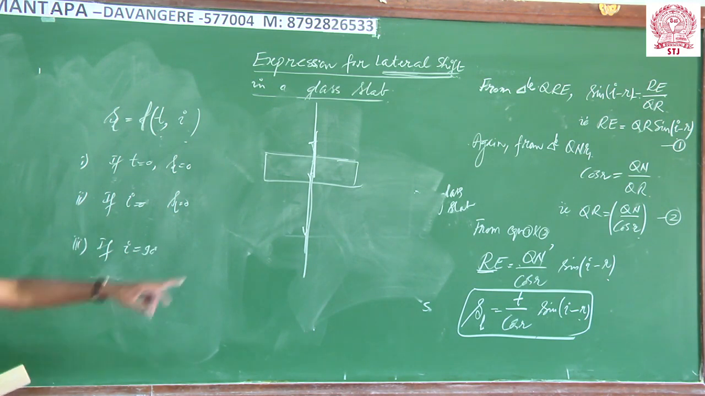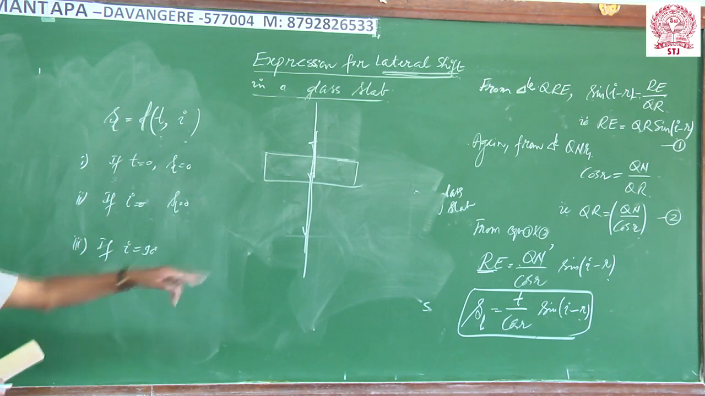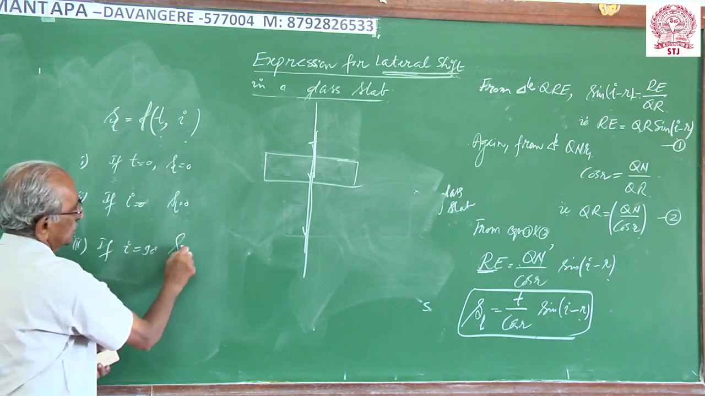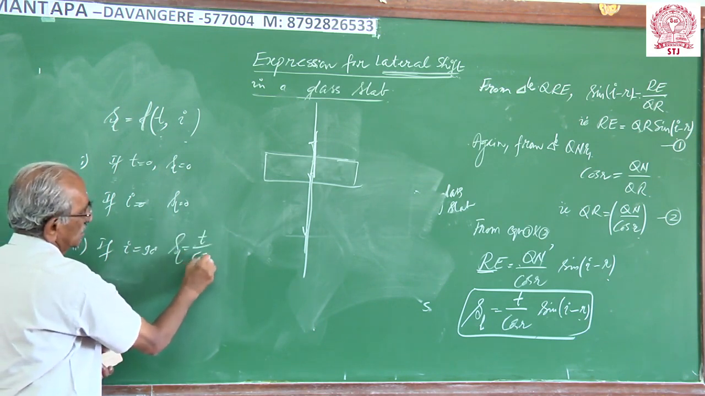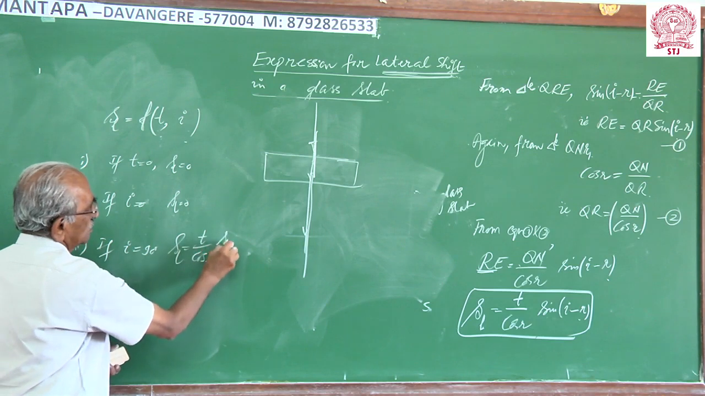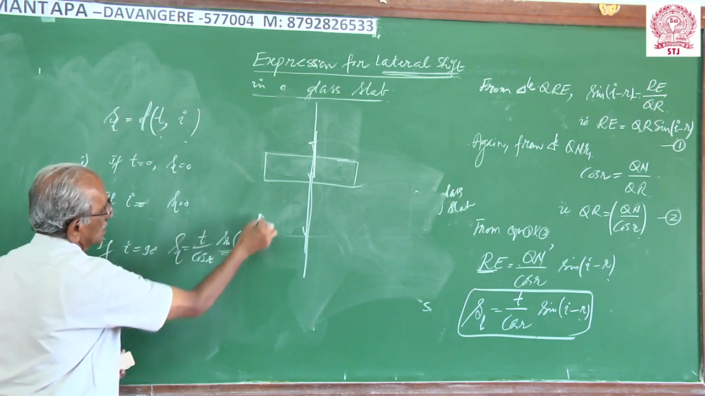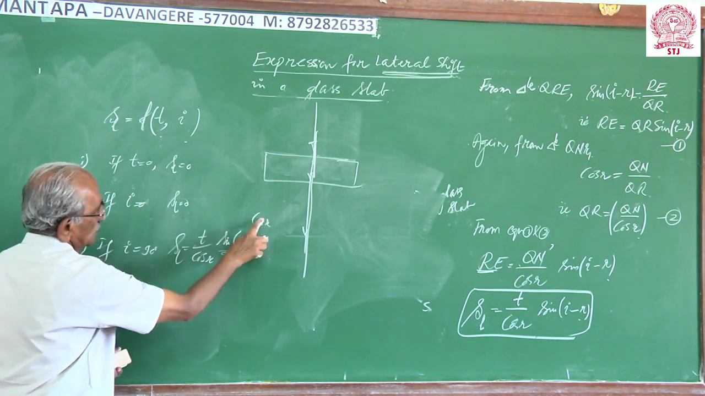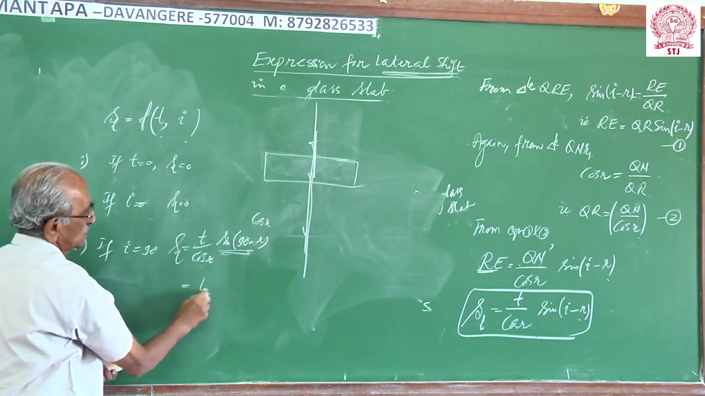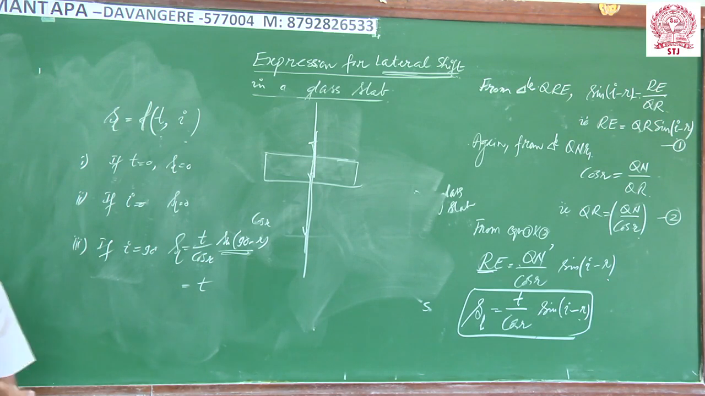Finally, see, if I is a right angle. Now mathematically, sin of 90 minus R. So the lateral shift is equal to T by cos R, times sin of 90 minus R. Now this is for sin R. Therefore you have it like this. This is T. This is T.